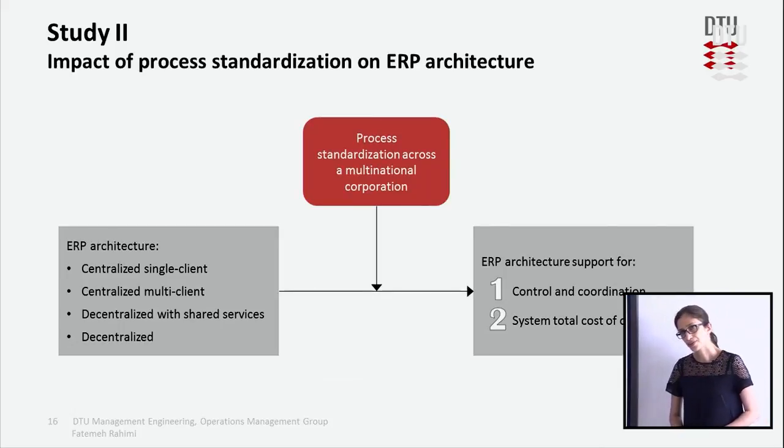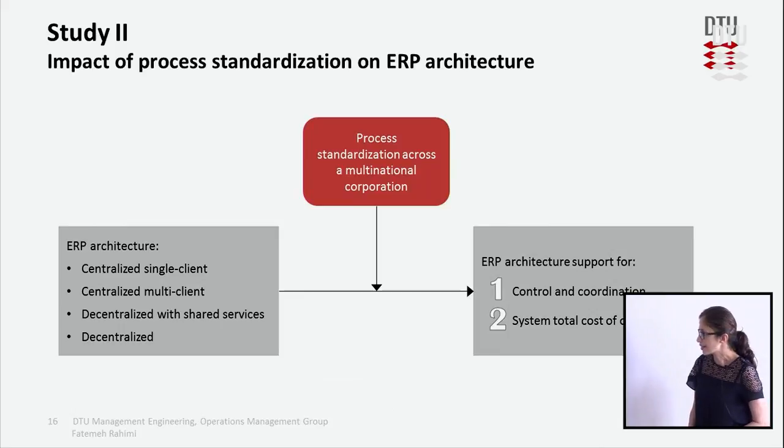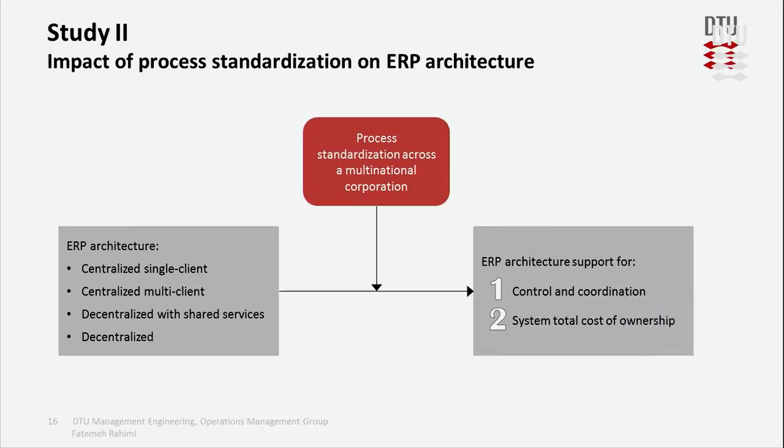The literature review suggested that lack of process standardization influences a single-instance ERP system in two important ways. First, as the level of localization increases, there will be more difficulties in information sharing and therefore less support for control and coordination. Second, accommodating diversified processes in a single system increases system total cost of ownership. In other words, process standardization moderates the relationship between a single instance ERP and its benefits.